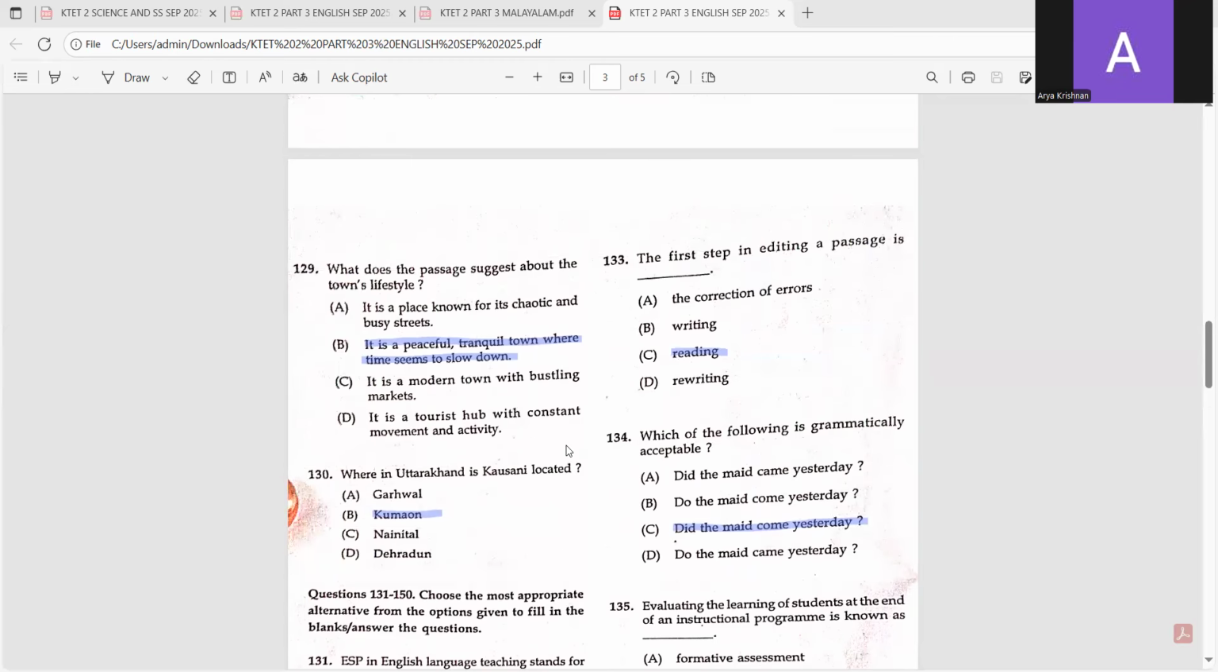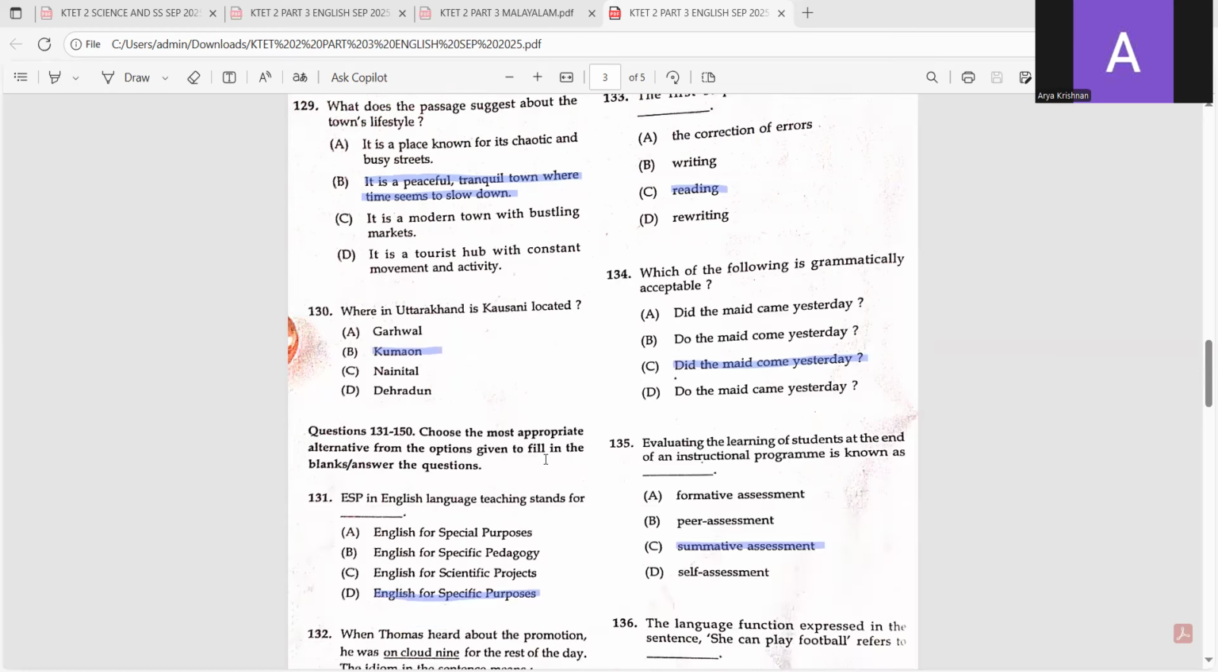Question number 133. The first step in editing a passage is dash. The correction of errors, writing, reading, rewriting. Answer is option C, reading.